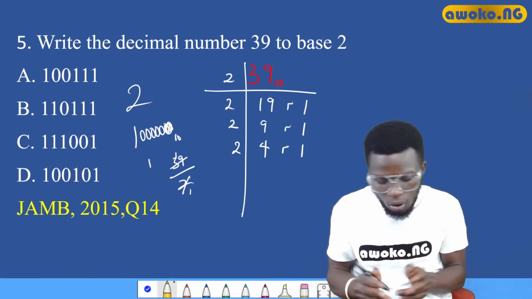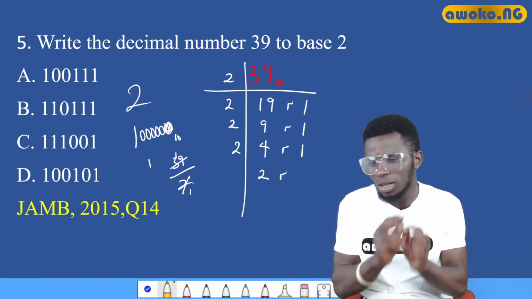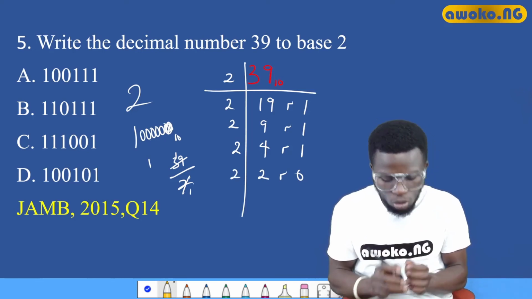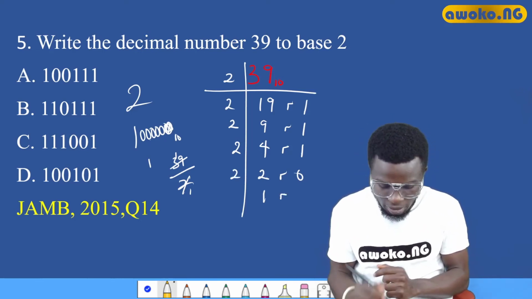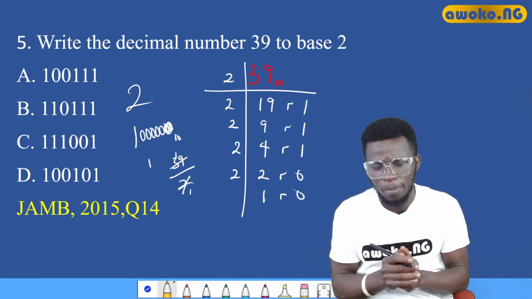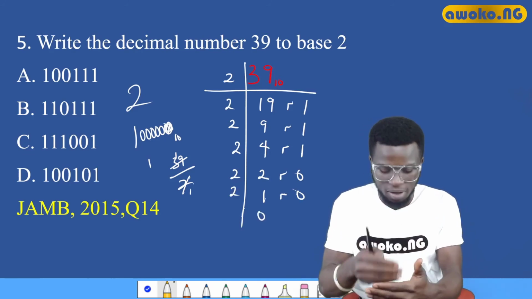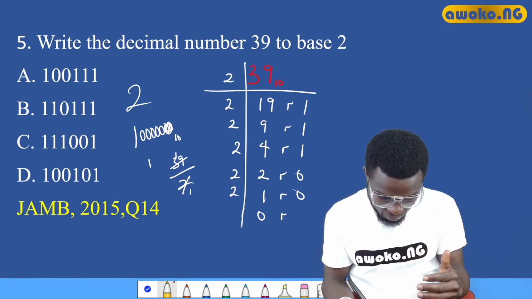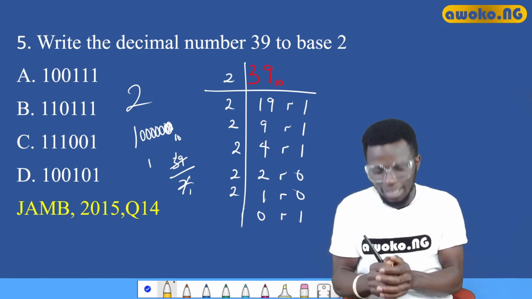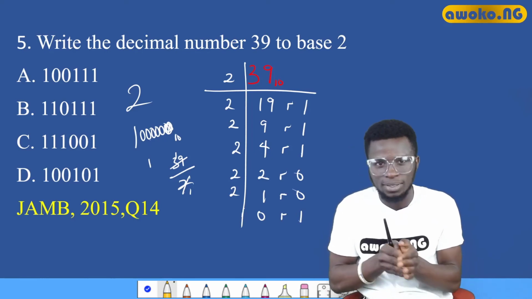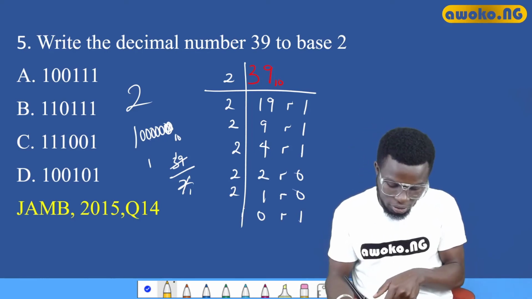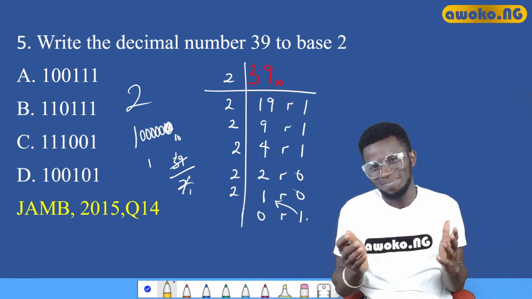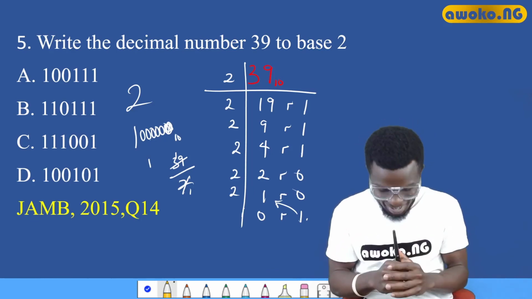So 2 goes in 4 how many times? Of course 2, remainder what? Nothing, which is 0. So 2 goes in 2 how many times? 1, remainder 0 as well. 2 cannot go in 1. That's why we have 0. Okay. Then remainder what? 1. Because the idea is if we multiply 2 by 0 and add to the remainder, it must give me 1. We are still on track.